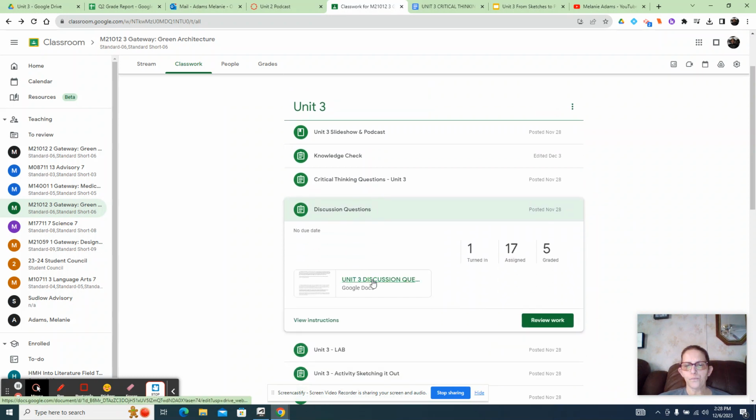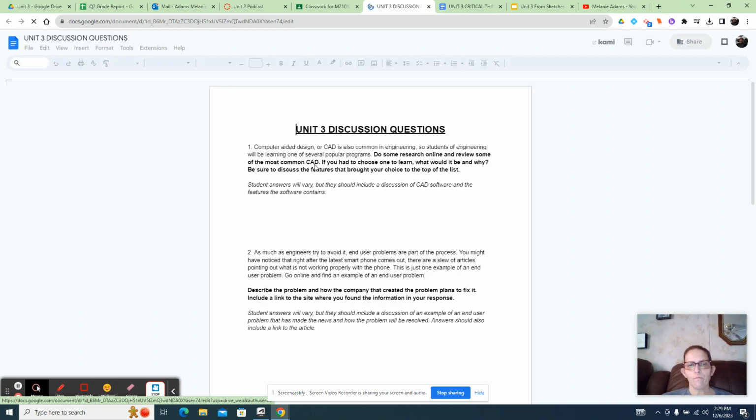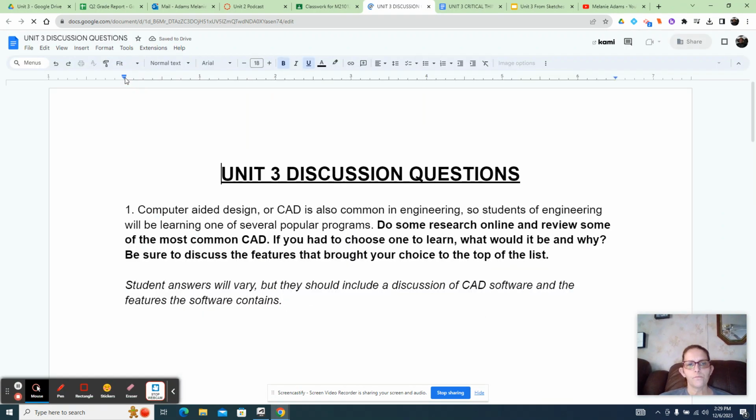Discussion questions. Again, using the slideshow to help guide you. Computer-aided design, or CAD, is also common in engineering. So students of engineering will be learning one of several popular programs. So do some research online and review some of the most common CAD. If you had to choose one to learn, what would it be and why? Be sure to discuss the features that brought your first choice to the top of the list.